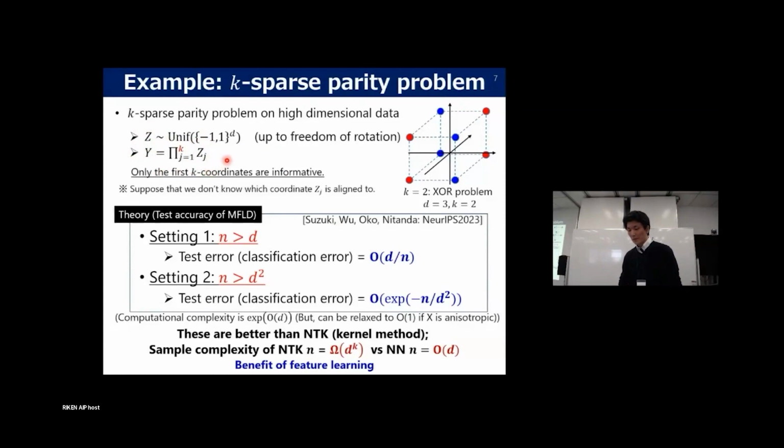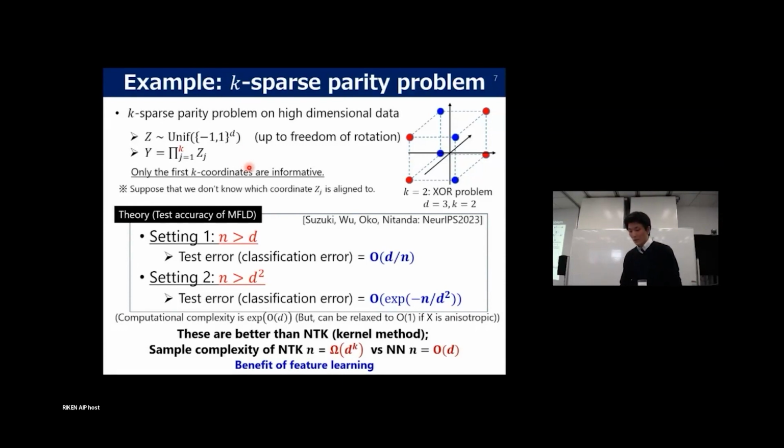Label y is also ±1 because each coordinate is ±1. If k equals 2, this is just an XOR problem. So this is an extension from the XOR problem to a somewhat more difficult problem. This is just a binary classification task, so you can fit a neural network using something like a logistic loss, just running the mean-field regime so that you can fit a neural network.